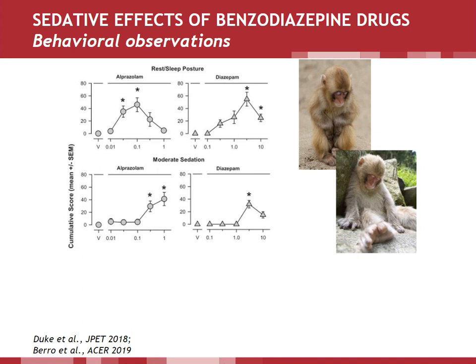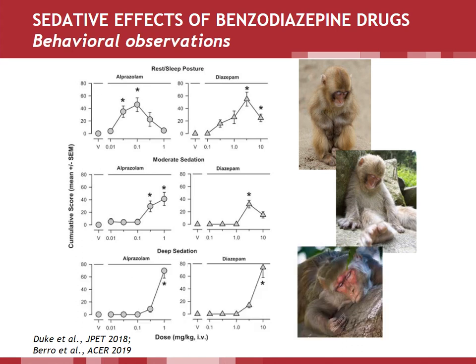The second sedation measure we adopt in our observation studies is moderate sedation. For scoring this behavior, animals must have their eyes closed for at least 3 seconds, but take more than 3 seconds to respond to the same set of stimuli used for the rest sleep posture. So generally, higher doses of benzodiazepines are needed in order to achieve this next level of sedation measure, as you can see with the effect of alprazolam on the left.